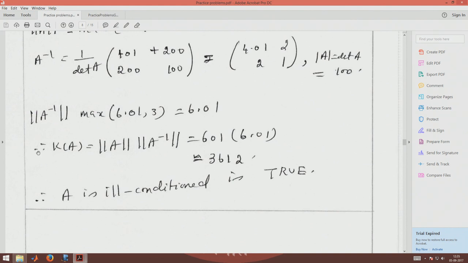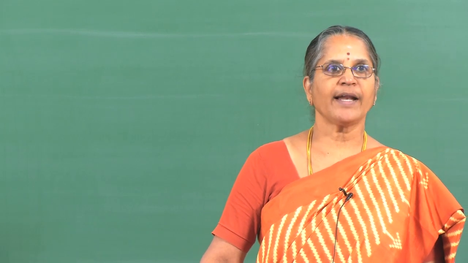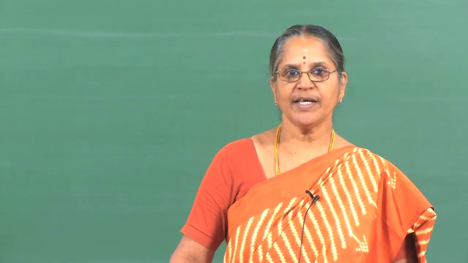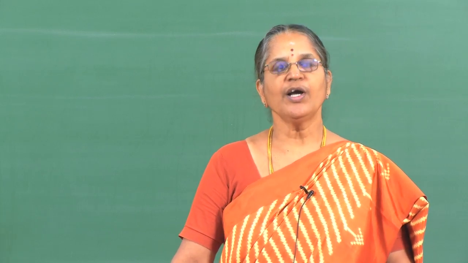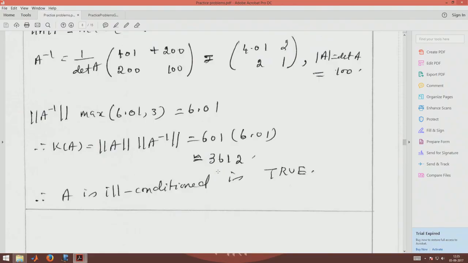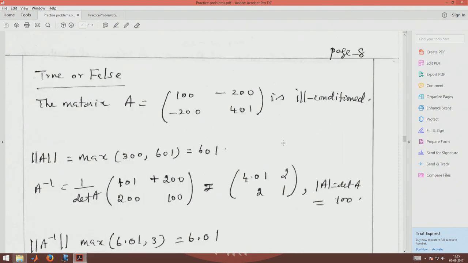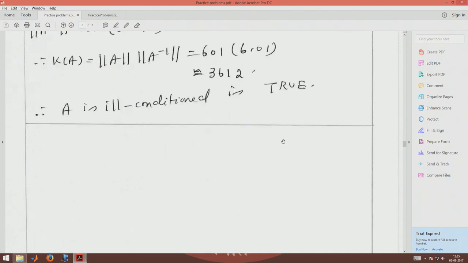So, now compute the condition number of A. It is norm A into norm A inverse. So, that is 601 into 6.01, and it turns out to be 3612, which is very much greater than the value 1, right. For a well conditioned system, the condition number must be close to a value 1, greater than 1, and here it turns out to be 3612, and therefore A is an ill conditioned matrix. So, the statement that has been given, namely the matrix A is ill conditioned, is a true statement.